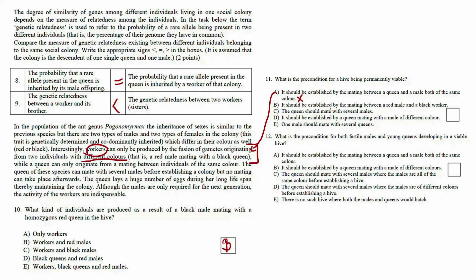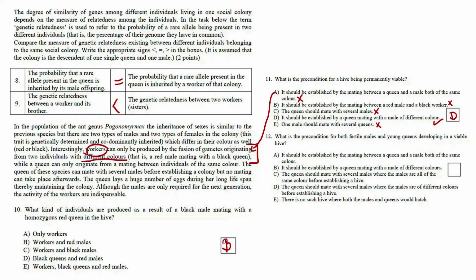It should be established by the mating between red male and the black worker. And where would be the queen? So it is again not good. The queen should mate with several males. Here the important thing is that different colors should be present, and it is not mentioned, so it cannot be the good answer. It should be established by a queen mating with a male of different color. That is going to be the correct answer. And one male should mate with several queens. Obviously, this does not make sense. So, D is going to be the correct answer.